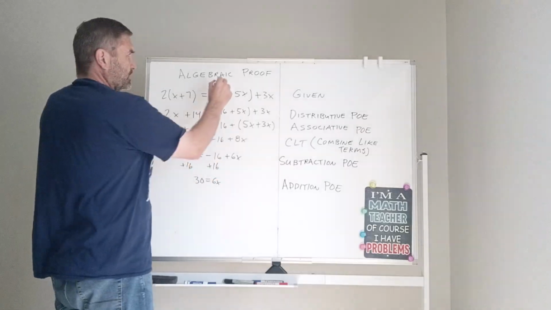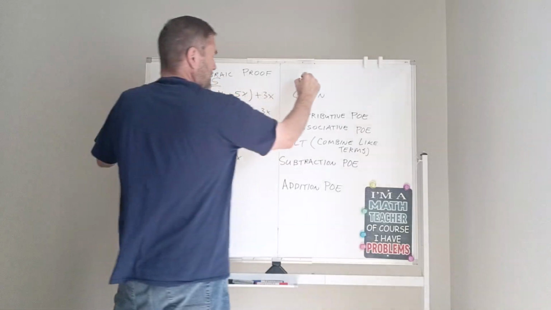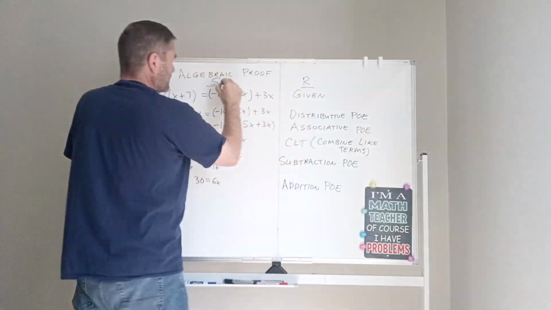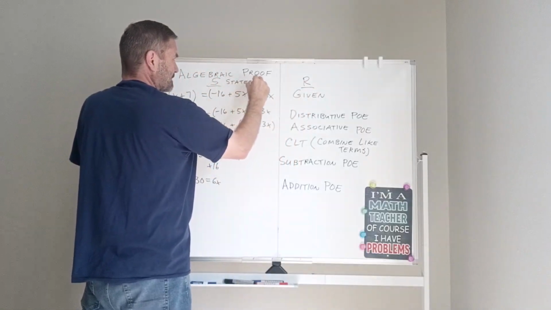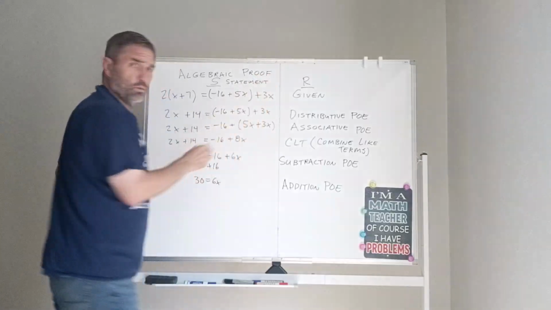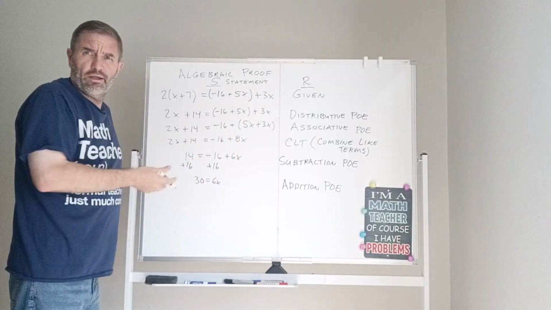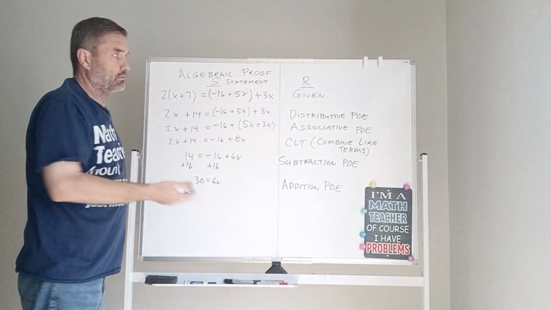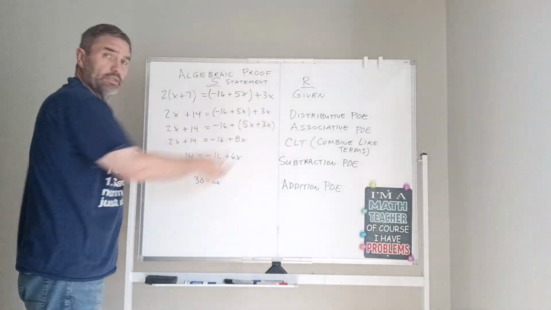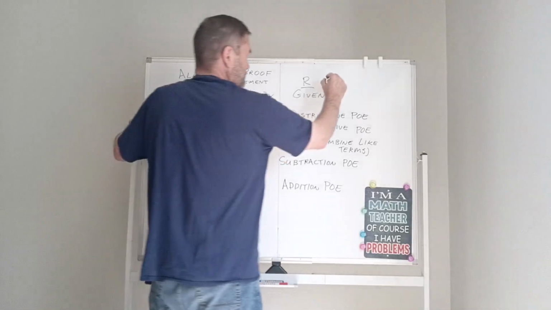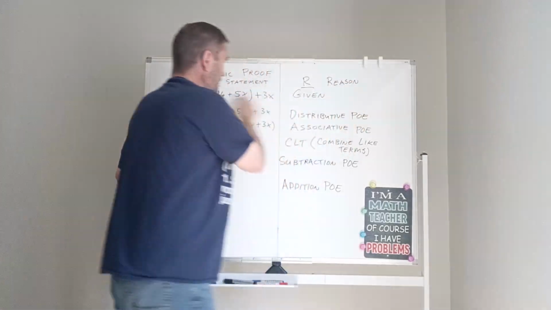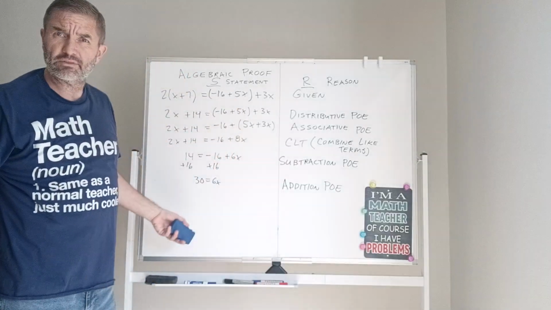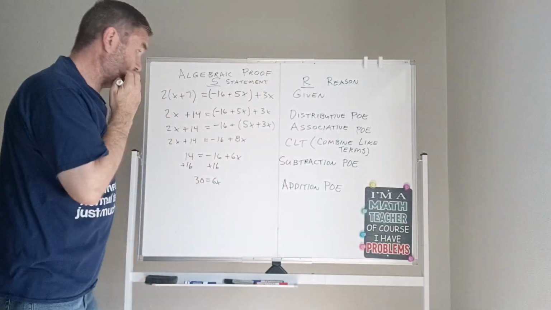Now normally in algebraic proof, I should have said this at the beginning, you have your S and your R. Okay, S is for your statement. And it's not always an equation. It could be, you could say, oh, triangle ABC is a right triangle. Well, how do I know that? Okay, then you put the reason how you know that. Okay, R is your reason. Why is this statement true? Why could I do these things? There you go. Now, you can see we're not done.